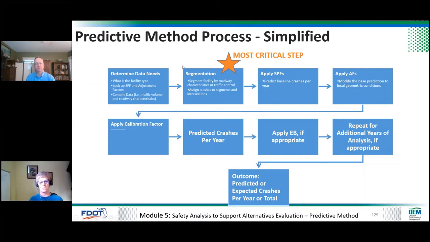Now, as I mentioned, depending on the software that you're using, at a minimum, applying these factors and getting predicted crashes, and even the EB, if it's appropriate, are done in the software. So you're not going to the manual and looking up these equations. If you use IHSDM, that model will do the segmentation for you. But as I said, it gets kind of black boxy.